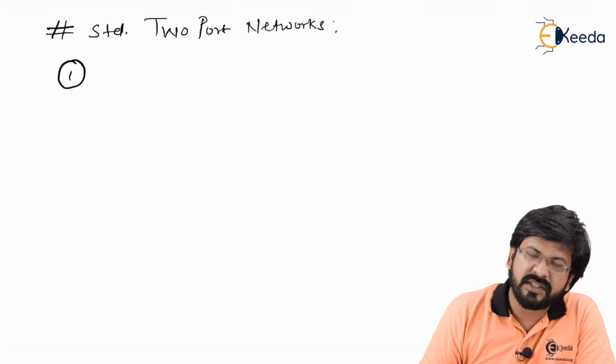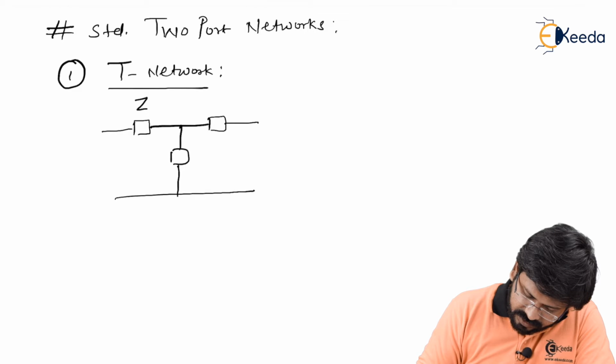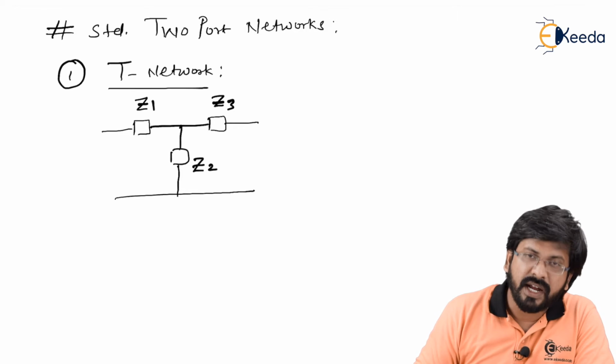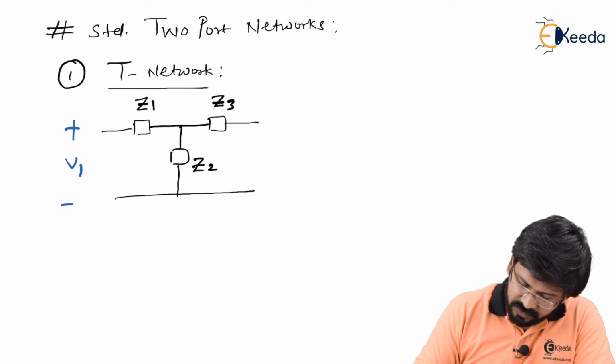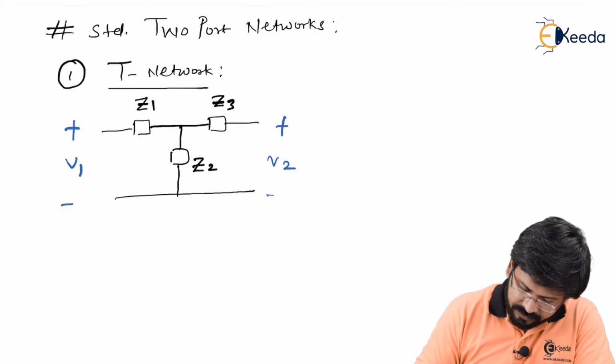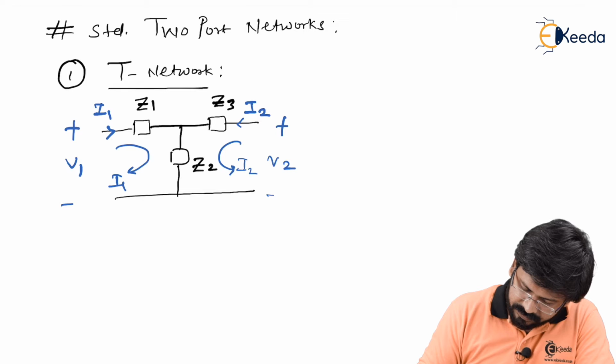First standard two-port network is the T network. Let's say this is Z1, Z2 and Z3, and let's say we have to get Z parameters for the same. How do we get Z parameters? Let's see. Assuming plus minus V1 here, plus minus V2 here, assuming current I1 here and I2 here.